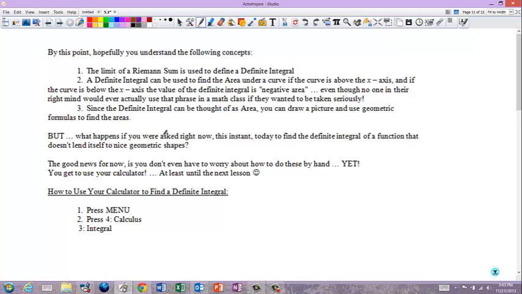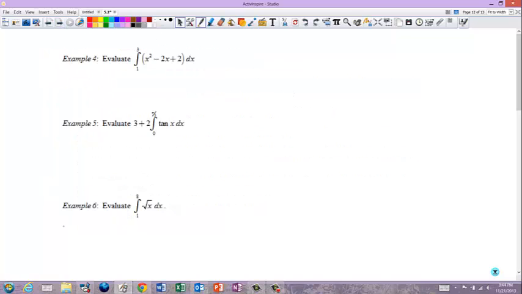But what happens if you were asked right now, this instant today, to find the definite integral of a function that doesn't lend itself to nice geometric shapes? The good news for you is you don't even have to worry about how to do these by hand yet. You get to use your calculator. So we're going to look at how to use our calculator to do these.